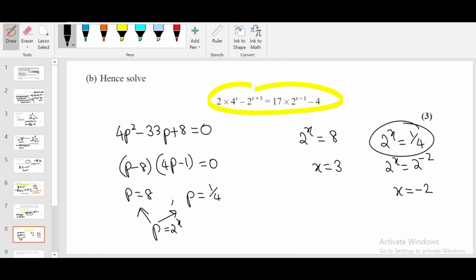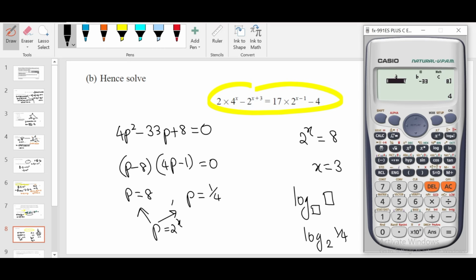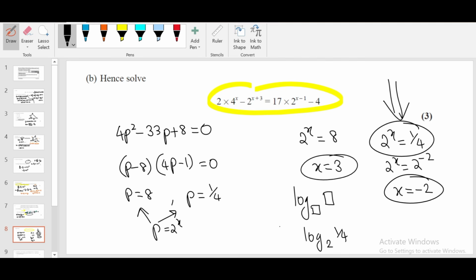The best way to find x, when the unknown is in the power, is to use logarithm, which you will learn in P2. You can use this logarithm in your calculator. So to find x, you put it as log of 1 over 4 to the base 2 in your calculator. This button. 1 over 4, you will get minus 2. That's the answer. So minus 2 and 3.